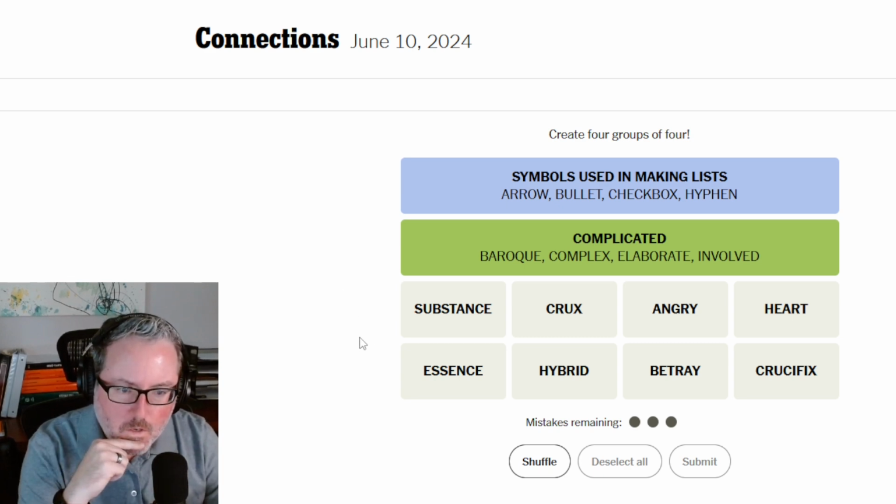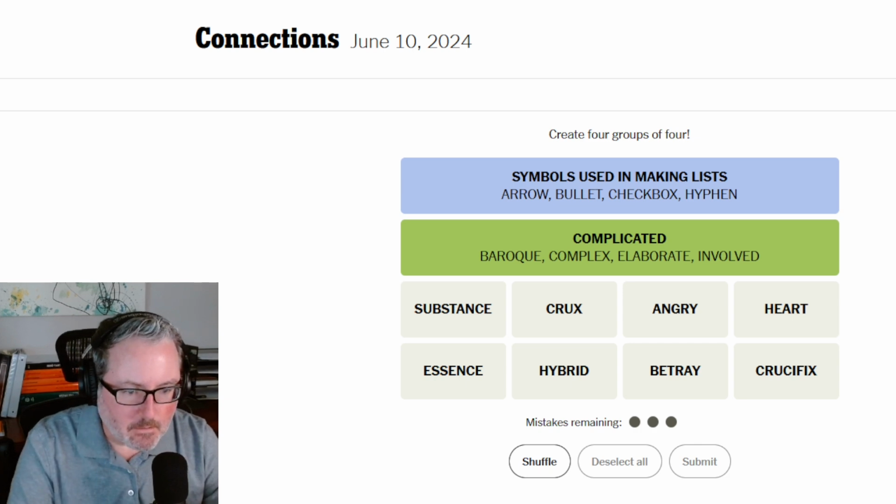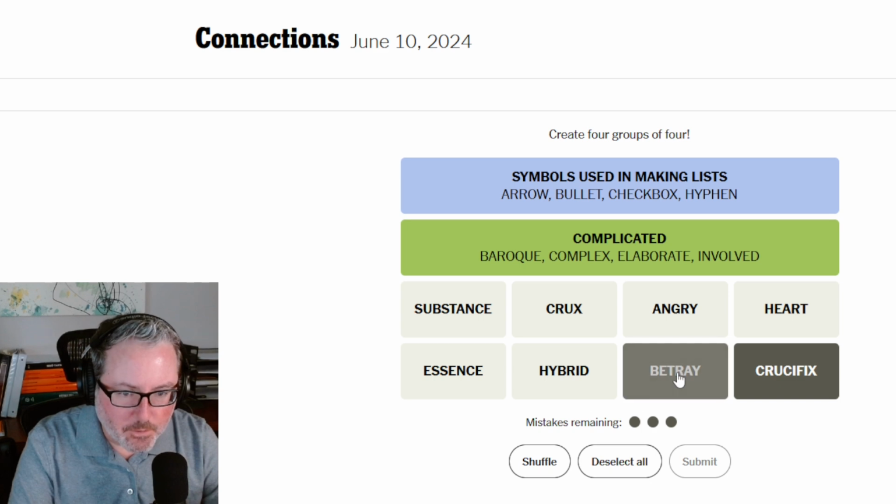So angry, heart. I mean, crucifix? What does crucifix have to do with any of these things, right? Crucifix, betray, something to do with Jesus and that sort of thing. Is a heart usually associated with that?